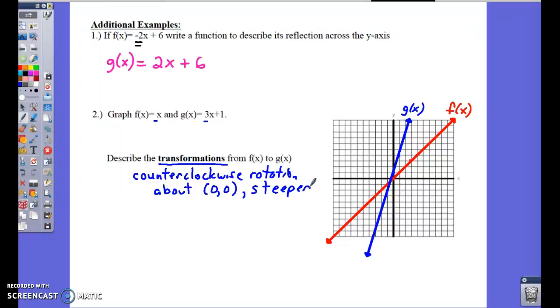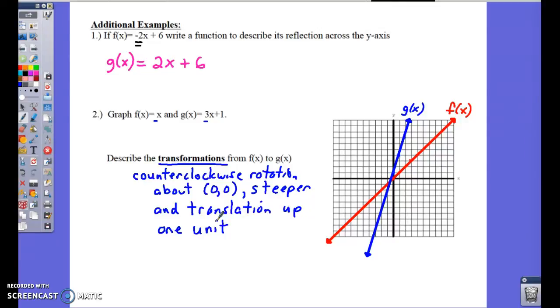But then, when we changed the y-intercept from 0 to 1, that also created a translation. And the translation occurred going up 1 unit, going from that original y-intercept of 0 to the new y-intercept of positive 1. So this is what we call basically a double transformation, where we first change the slope, which causes a rotation, which affects the steepness, and then we take that new line and translate it up or down based on the change in the y-intercept.